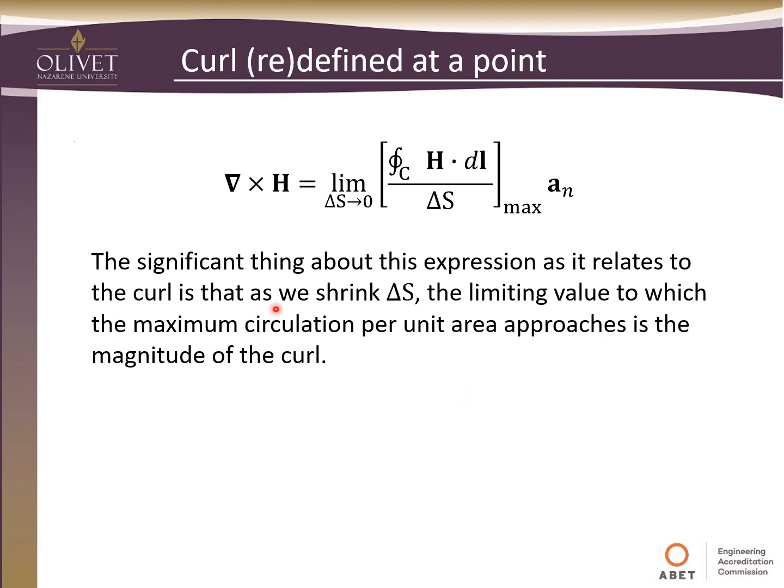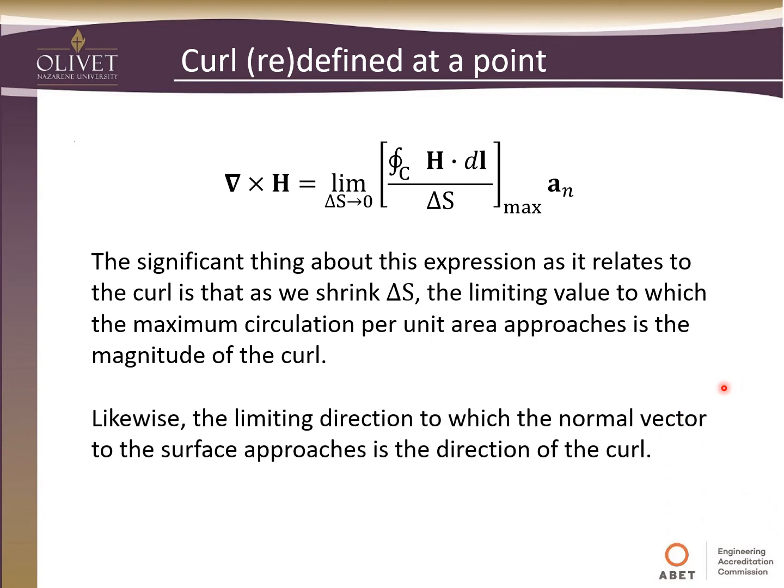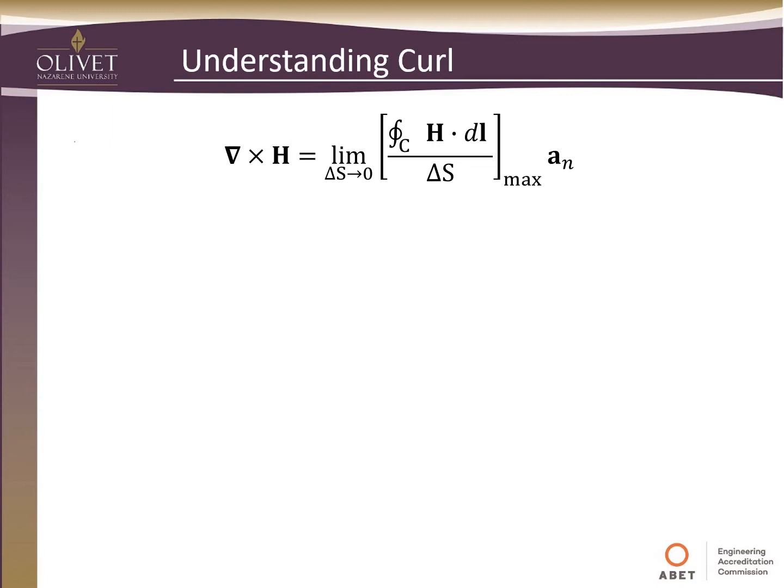The significant thing about this expression as it relates to the curl is that as we shrink this differential surface, the limiting value to which the maximum circulation per unit area approaches is the magnitude of the curl. Likewise, the limiting direction to which the normal vector to the surface approaches is the direction of the curl.